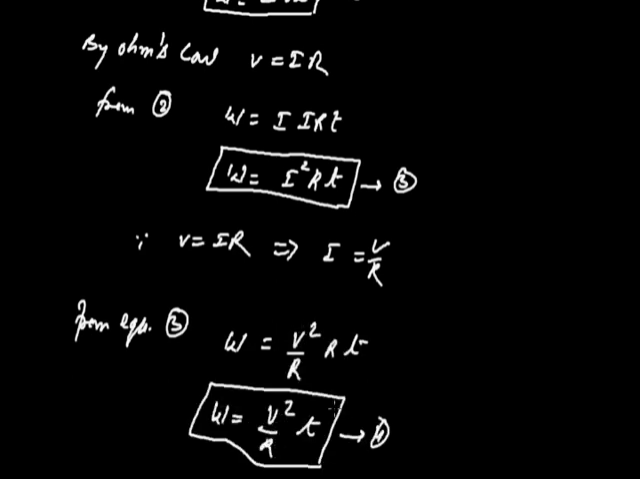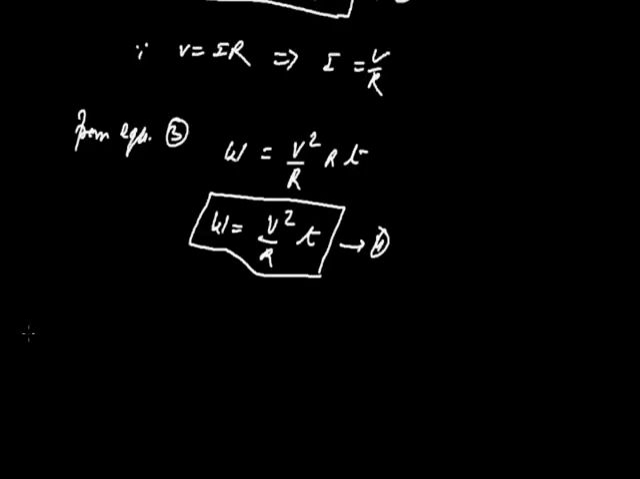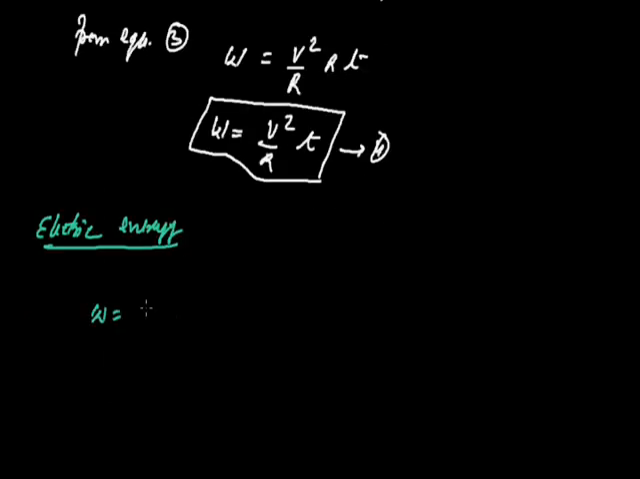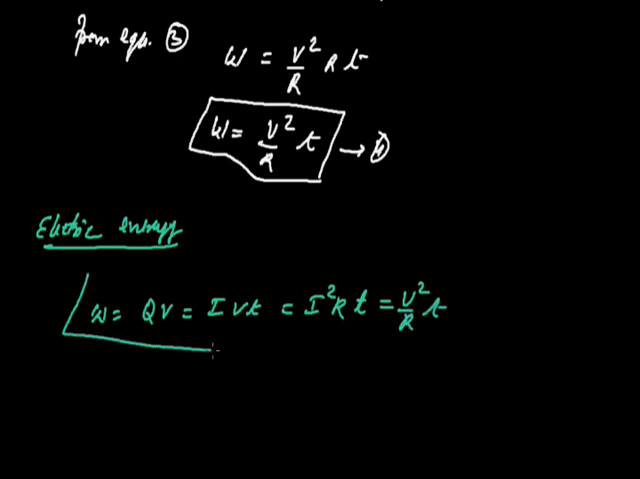So there are the following formulas for electric energy. Number one, electric energy W is QV, is IVt, is I square Rt, and also V square upon R into t is electrical energy.